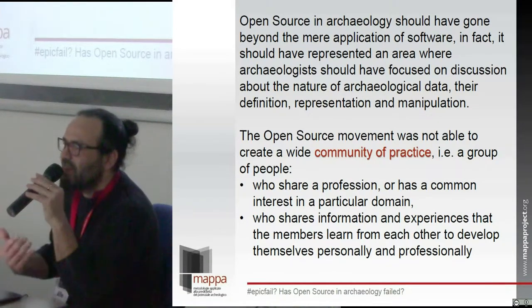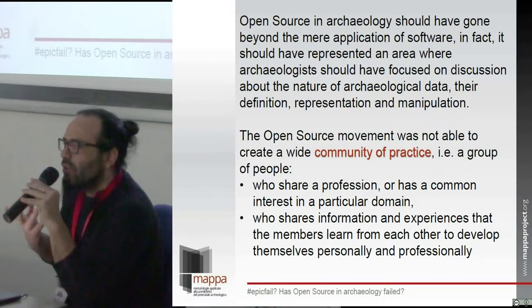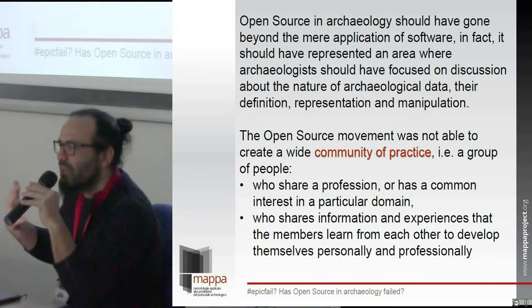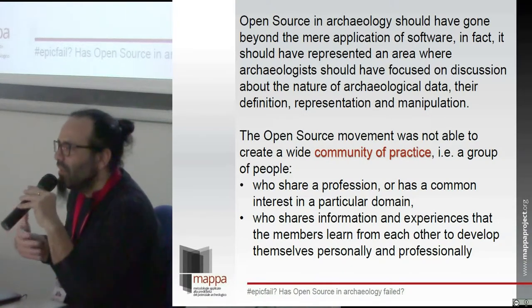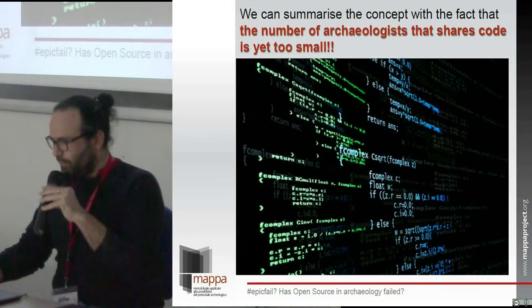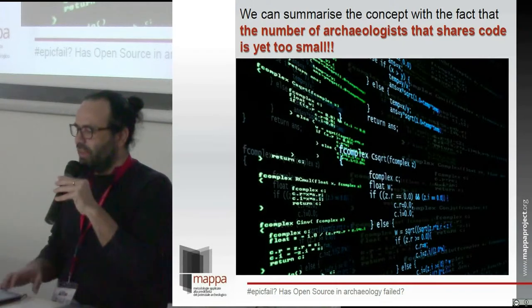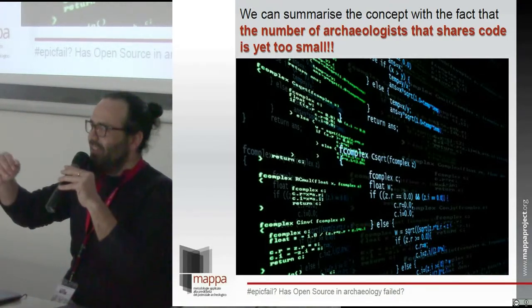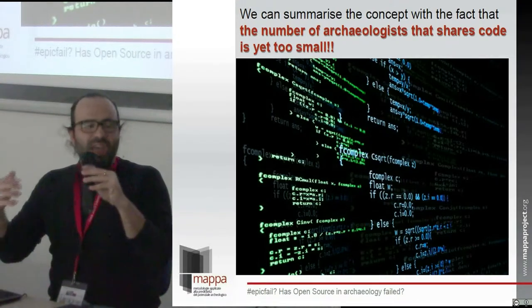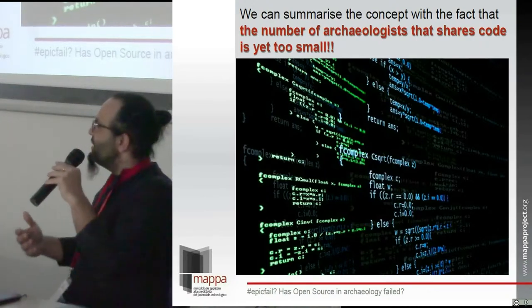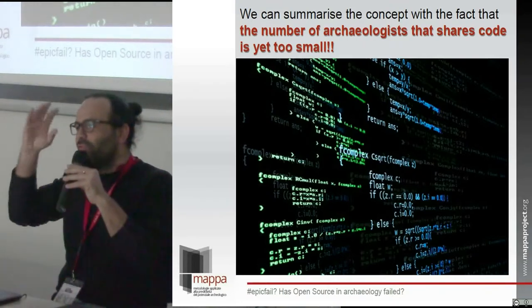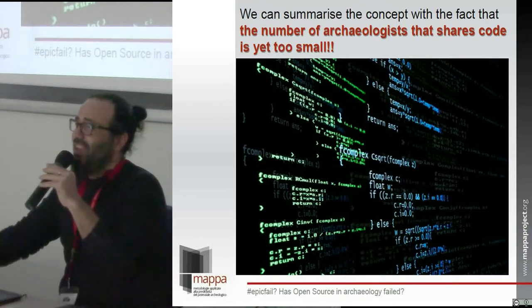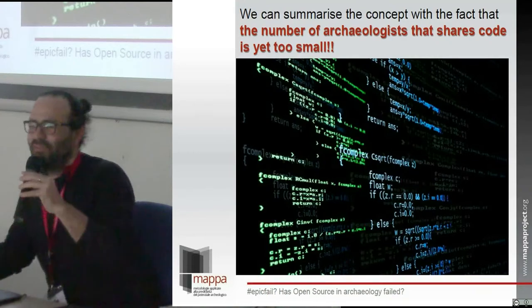Maybe archaeology has the need to create a sort of high energy physics archive experience, to share experience, to share data and code, to collaborate more and more. In few words, we can summarize the concept with the fact that the number of archaeologists that share code is still too small. Naomi illustrated a GitHub repository, but how many archaeologists have a GitHub repository to share even a few strings of code with other archaeologists? I don't know, maybe Naomi has a wide experience in this. Five at all? Okay. Maybe.